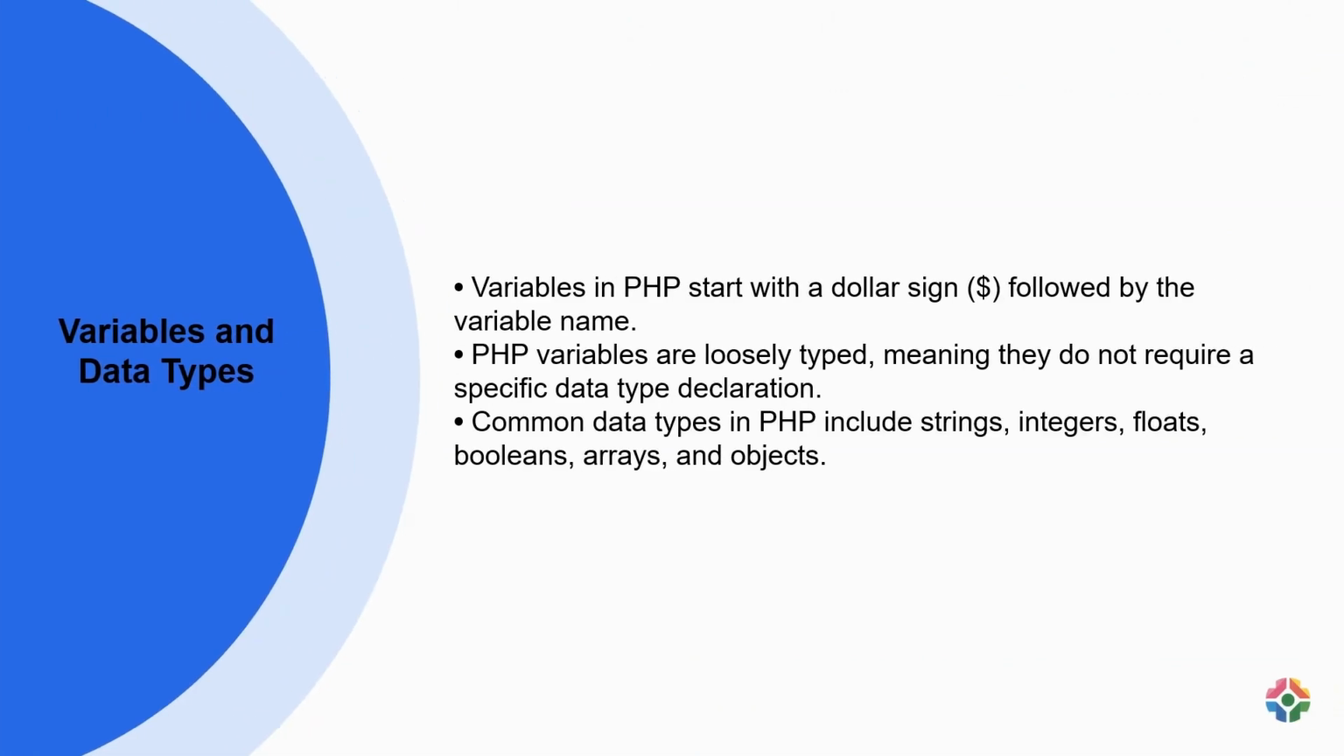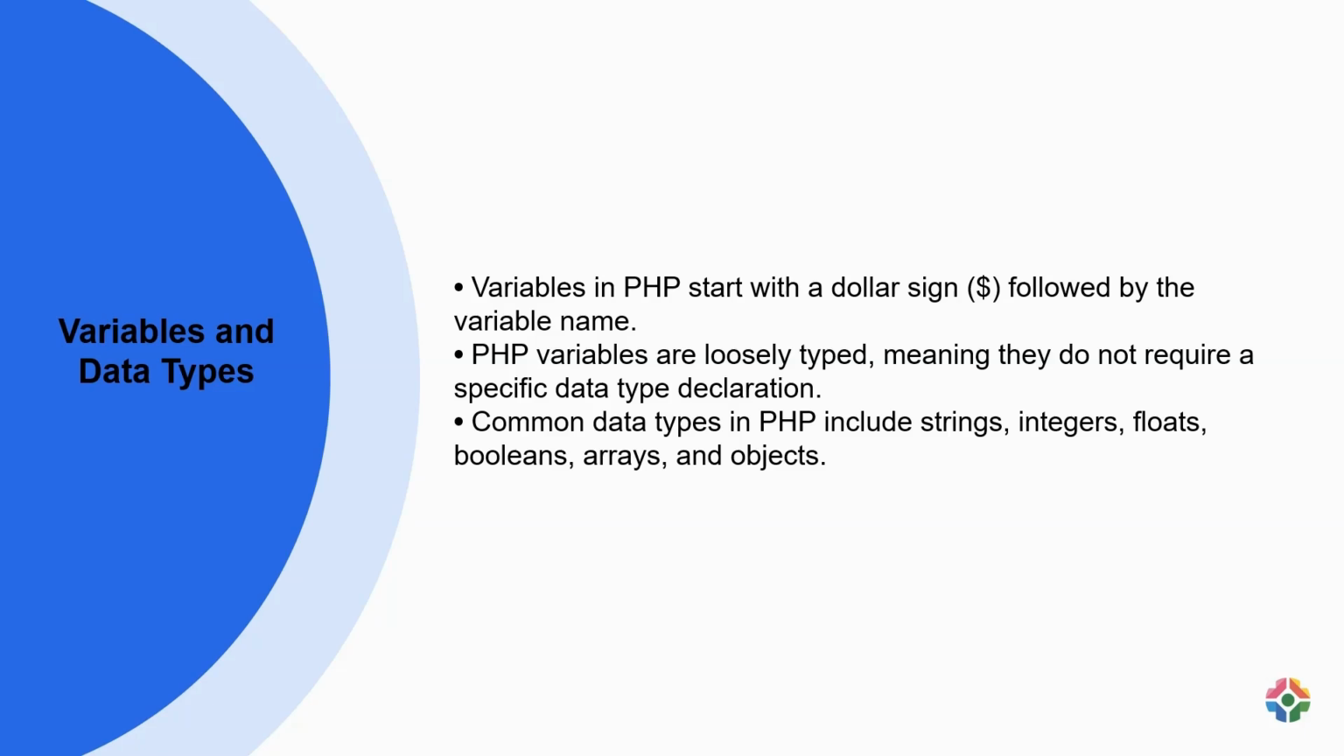In PHP, variables are identified by starting with a $ sign preceding the variable name. These variables do not need a specific data type declaration as PHP is loosely typed. Common data types in PHP encompass strings (text), integers (whole numbers), floats (decimal numbers), booleans (true or false), arrays (collections of data), and objects (instances of classes).